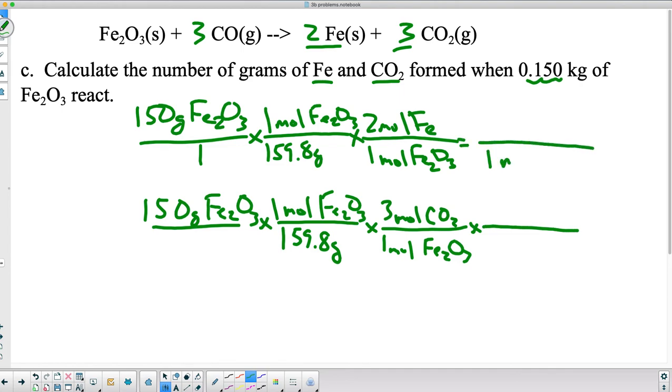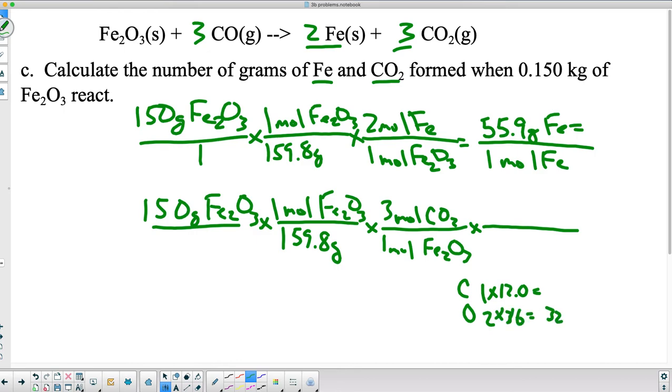Now this one's pretty easy because 1 mole of Fe is 55.85, which is 55.9. 55.9 grams of Fe equals. This one, though, does require us to do our CO2, so that's 12, times 16, which equals 32, and 12, which is 44. So this will be 44 grams of CO2 for 1 mole of CO2, like that.